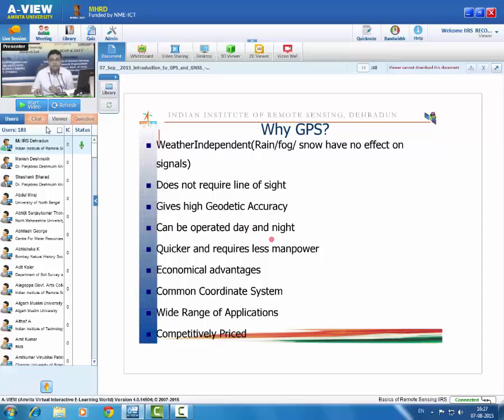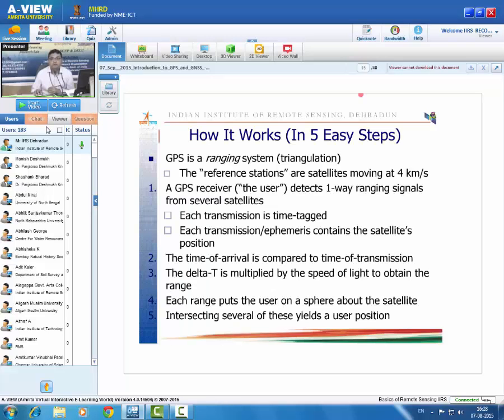It can be operated day and night. It requires less manpower. It is very quick. It is highly economical. It works on a common coordinate system, that is the WGS84 datum, and it has a wide range of applications, and it is very competitively priced. Once we purchase the system, we do not need to pay any charges for GPS.